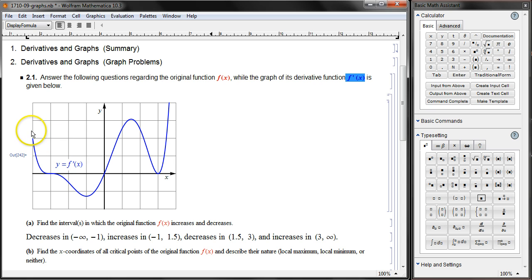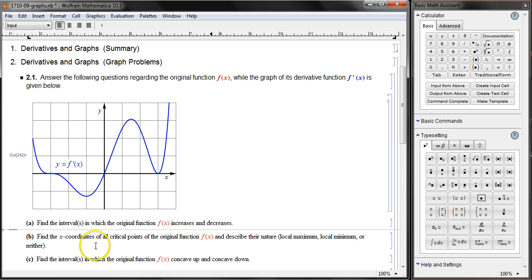It decreases from -infinity down to -1, all right? Got it right. -1 to 1.5 increasing, that too is correct. 1.5 to 3 decreases, good. 3 to infinity increases. Everything is correct except that all this is correct with respect to f prime, while this problem is asking you about f. So this is automatic 0 credit. How about the second problem?